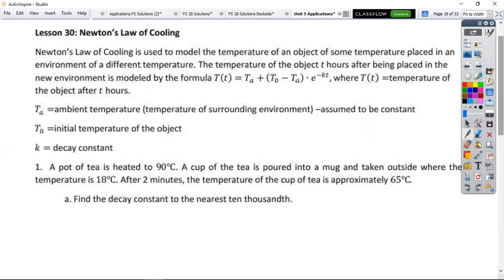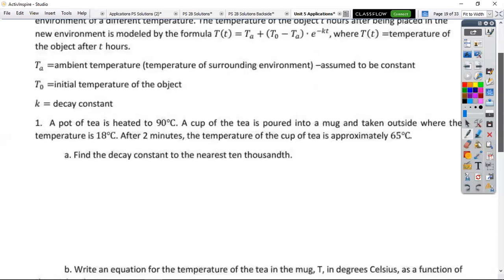The temperature of the object T hours after being placed in a new environment is modeled by this formula. You don't have to memorize that formula, okay? Never. So T of T is the temperature of the object after T hours. T of A is the ambient temperature, what you're going to place the object into. And T of 0 is the initial temperature of the object, K is your decay constant. So here's how this works.